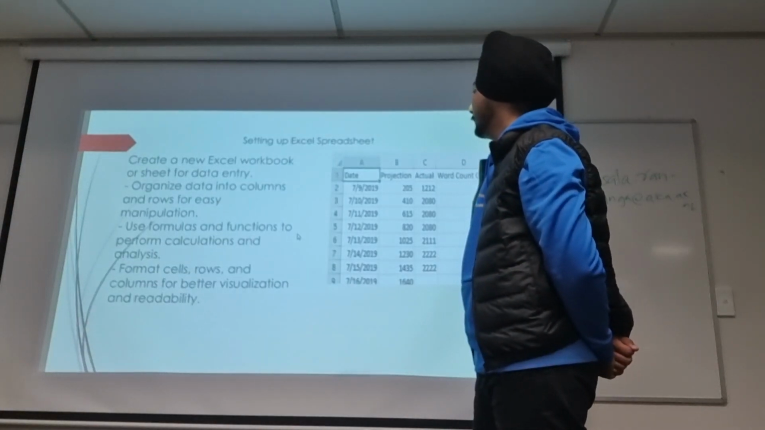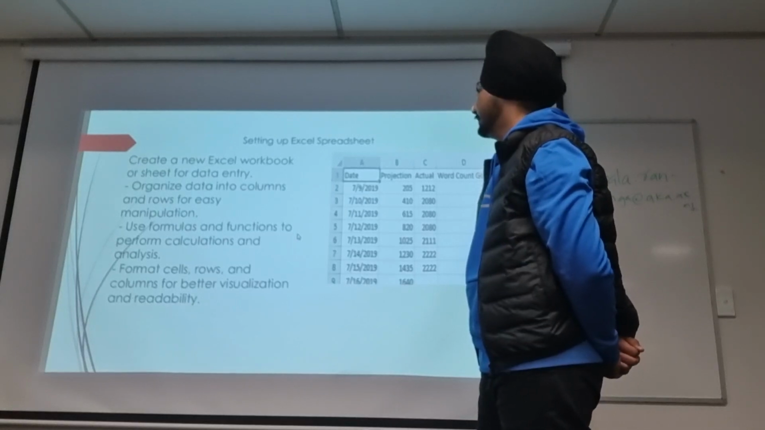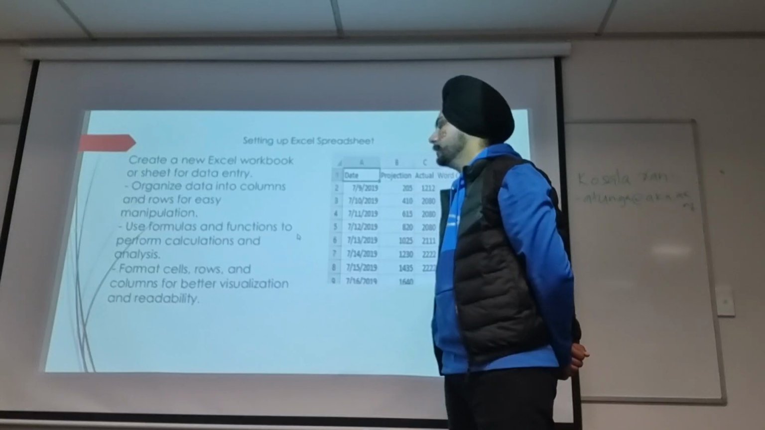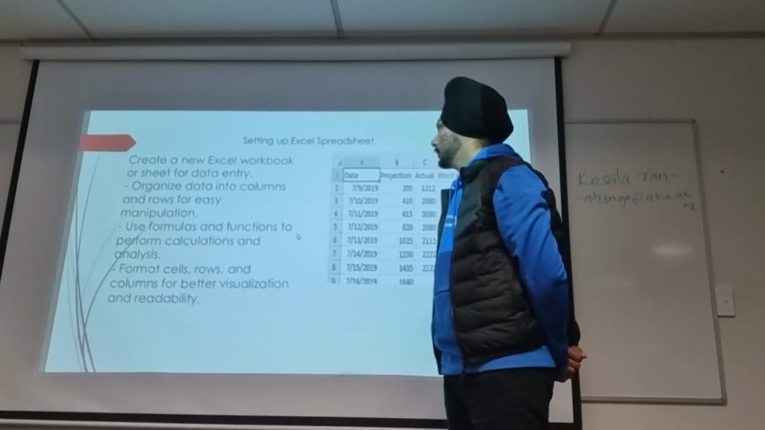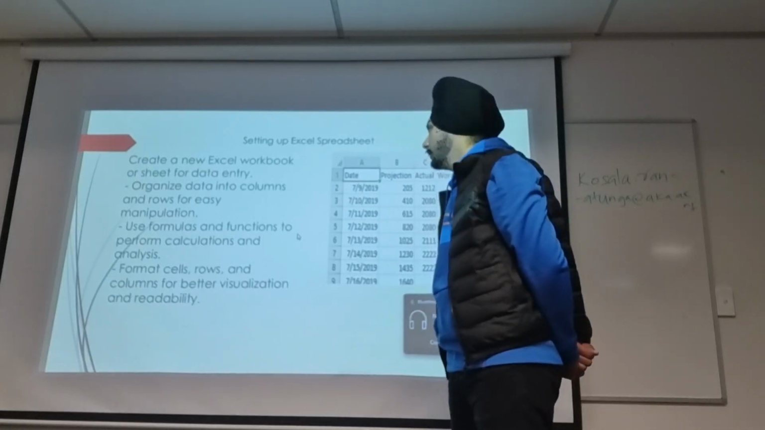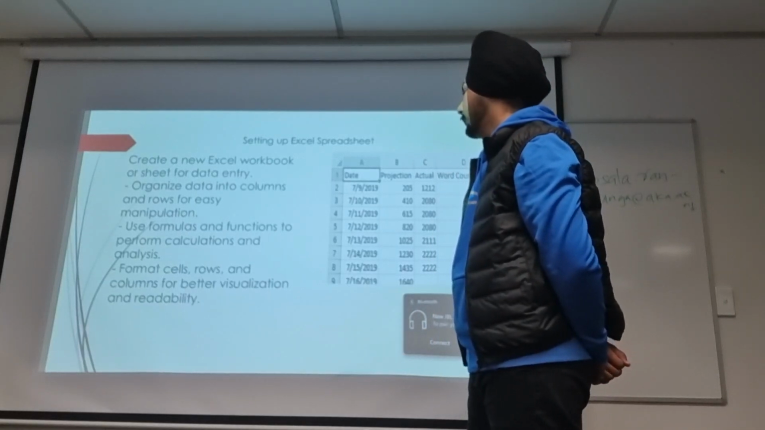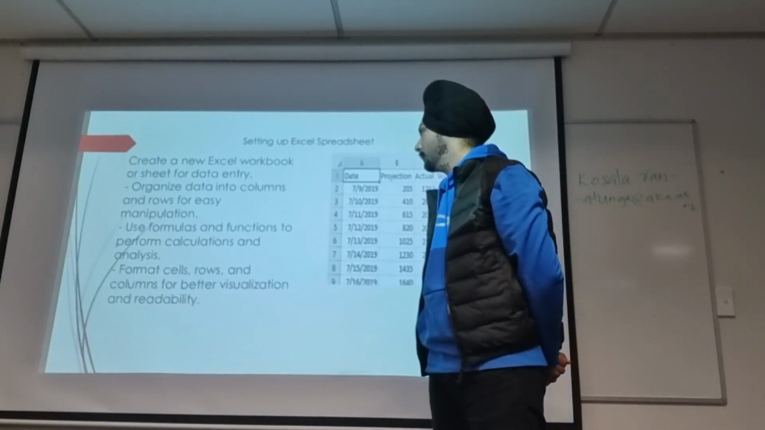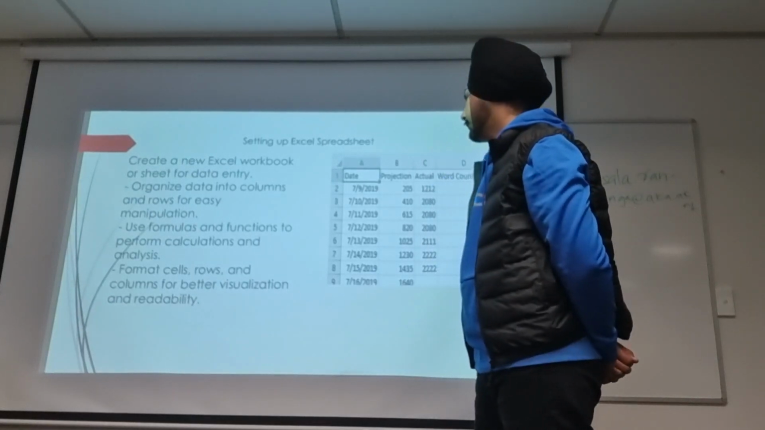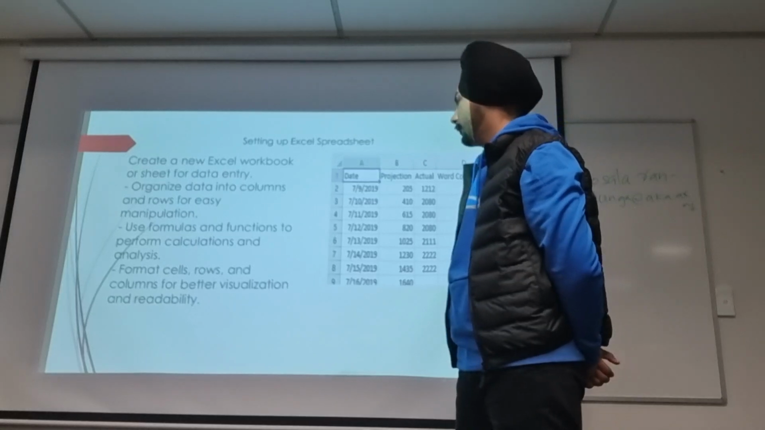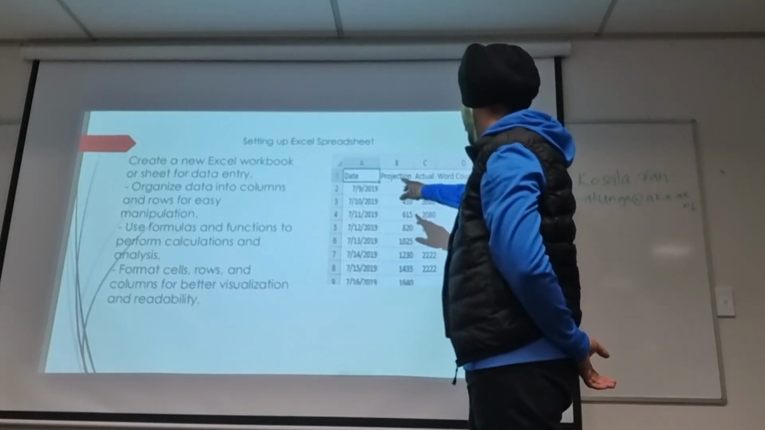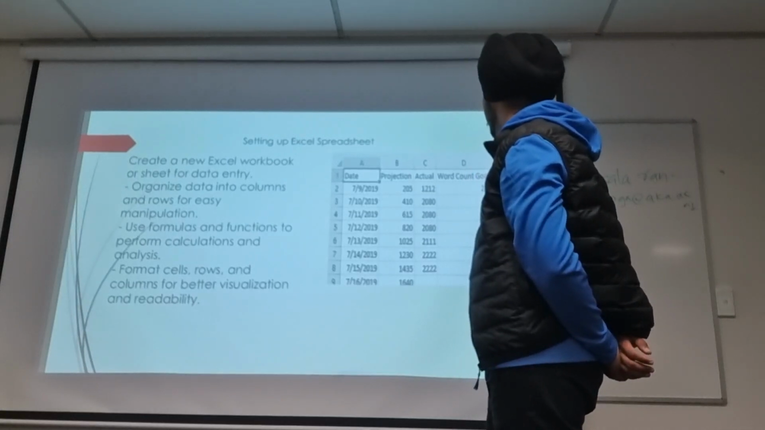So the first point is setting up Excel spreadsheet. Create a new Excel workbook or sheet for data entry. Then organize data into columns and rows for easy use. Use formulas and functions to perform calculations and analysis. Then format cells, rows and columns for better visualization and readability, like date, projection, actual, word count, goal.